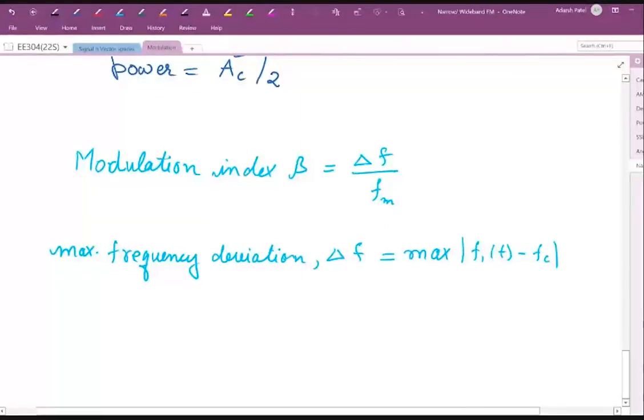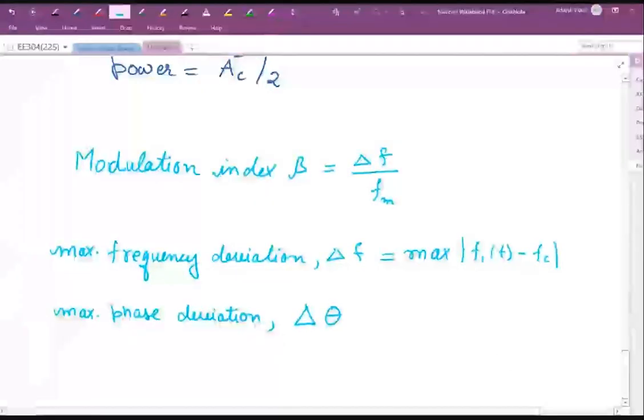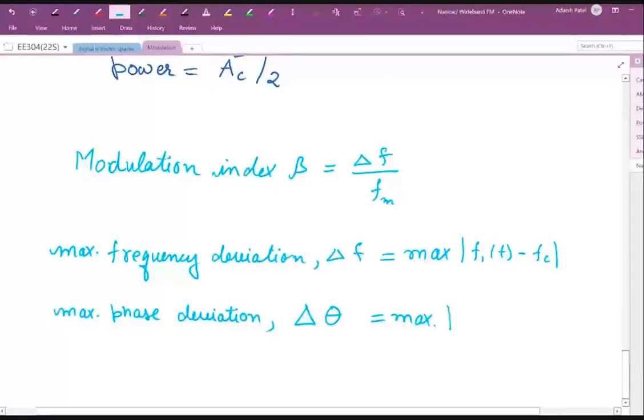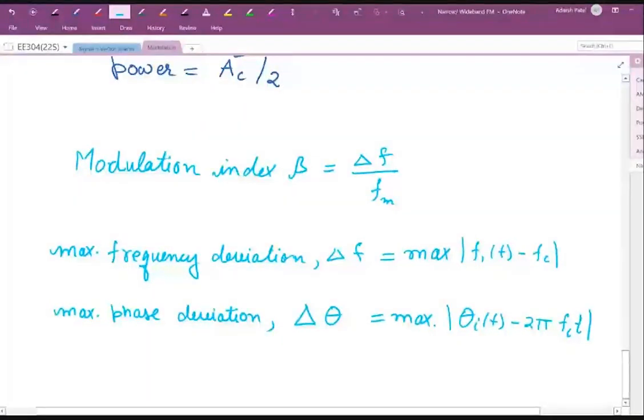And similarly, the modulation index for phase modulation is also defined in terms of maximum phase deviation. Maximum phase deviation is defined as del theta, and that is again given by the maximum deviation between the instantaneous theta i and 2 pi fc, whatever is the maximum of the difference of the two. So this is how we define the phase deviation. Similarly, modulation index for phase will be defined as del theta upon the complete theta.